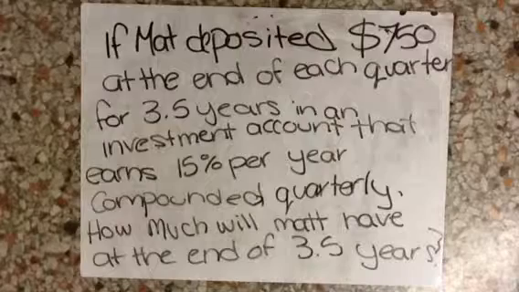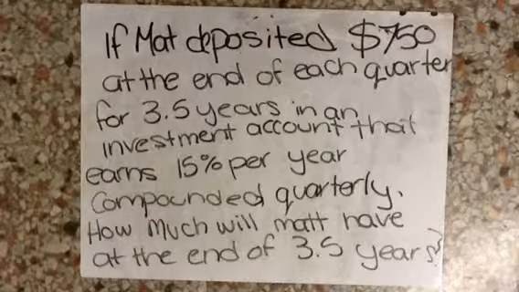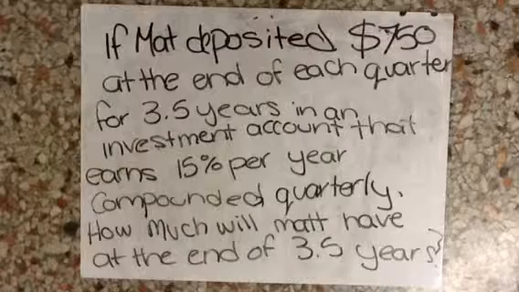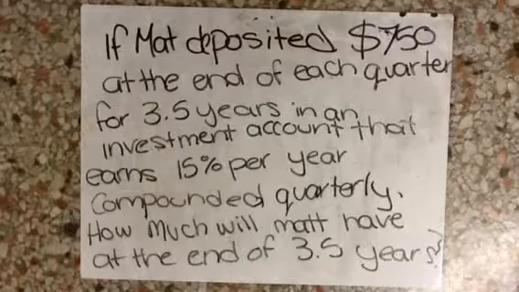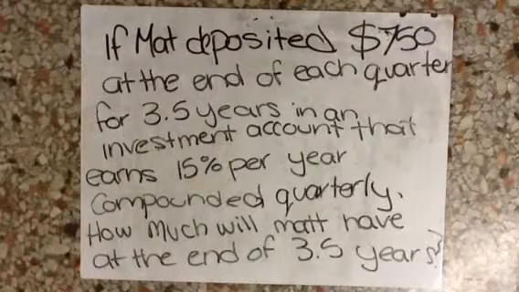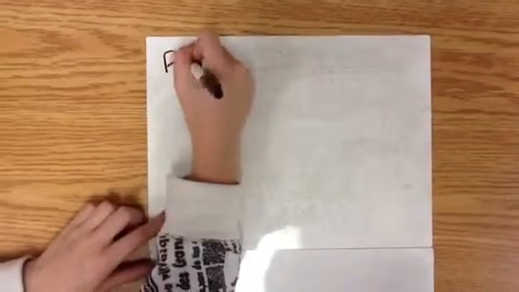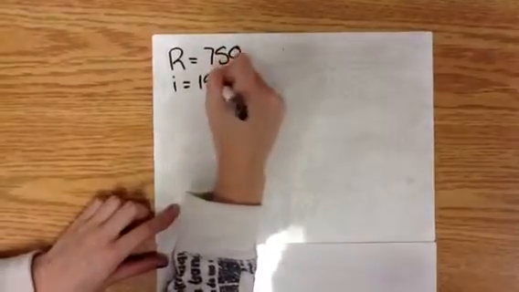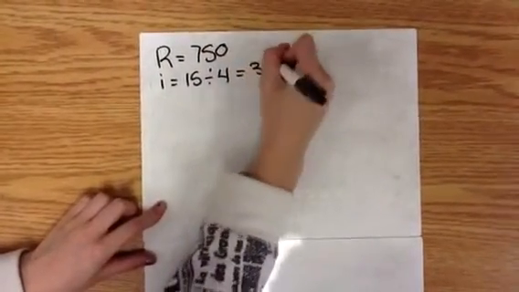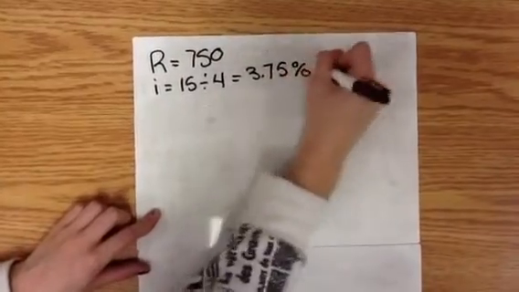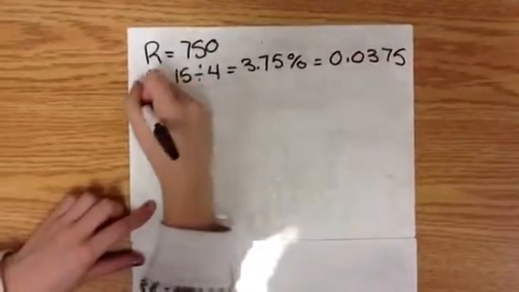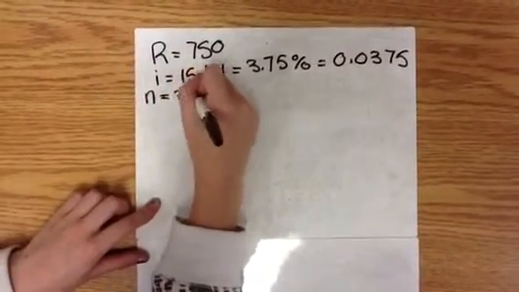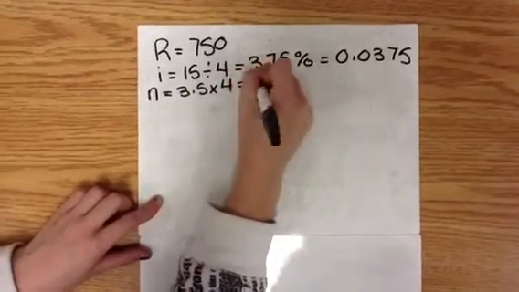If Matt deposited $750 at the end of each quarter for 3.5 years in an investment account that earns 15% per year compounded quarterly, how much will Matt have at the end of 3.5 years? R will equal 750. I is 15 divided by 4, which equals 3.75%, which would be 0.0375. N equals 3.5 times 4, which ends up being 12.